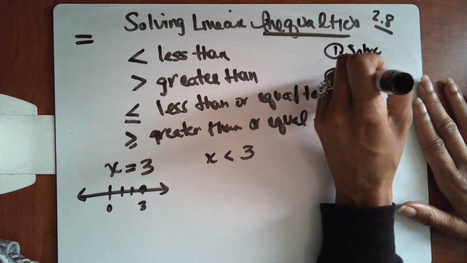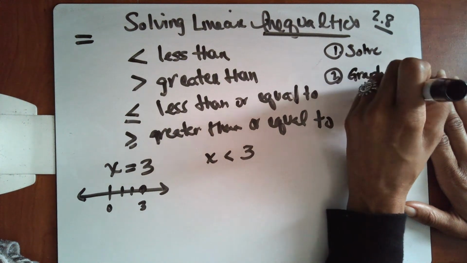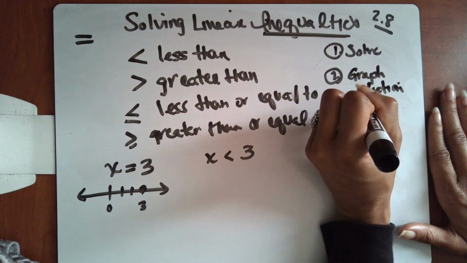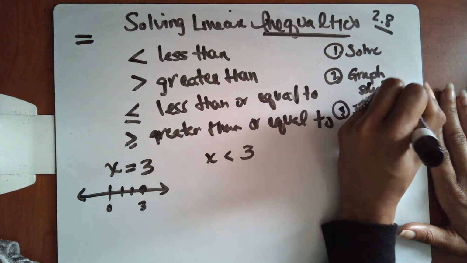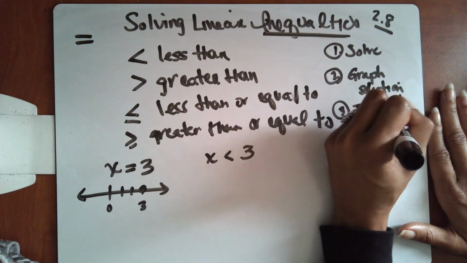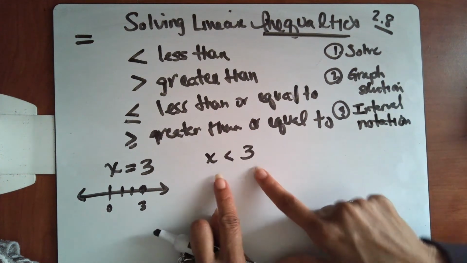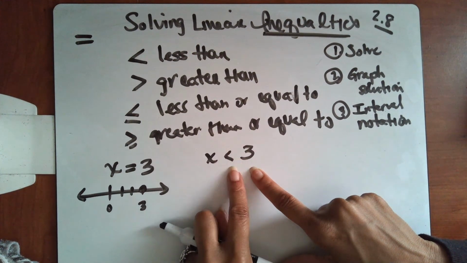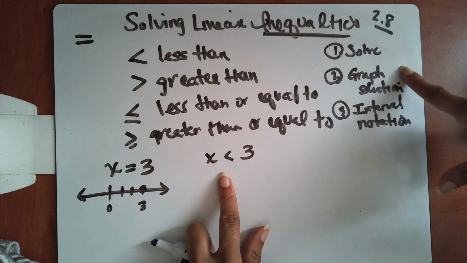So when we do inequalities, we solve the inequality, then you have to graph the inequality solution, and then you have to write the solution in interval notation. Solving, we learned how to solve earlier in the chapter. It just means the variable should be isolated on one side of the inequality symbol. So this problem is solved, right? Yes.